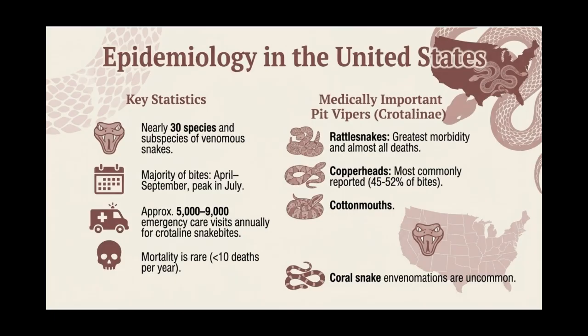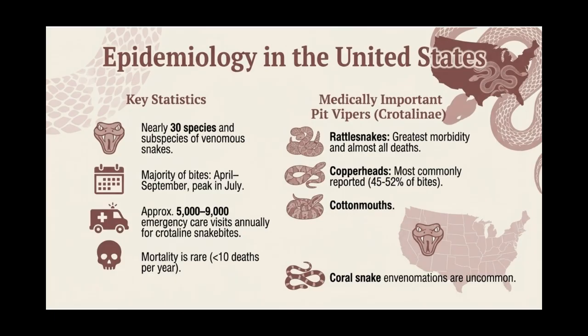The United States is home to nearly 30 species and subspecies of venomous snakes. Most snake bites in the country occur between April and September, with the highest number of cases reported in July. Each year, approximately 5,000 to 9,000 people seek emergency medical care for bites from crotaline snakes, which are a group of vipers. Fortunately, fatalities from snake bites are rare in the United States, with fewer than 10 deaths reported annually.